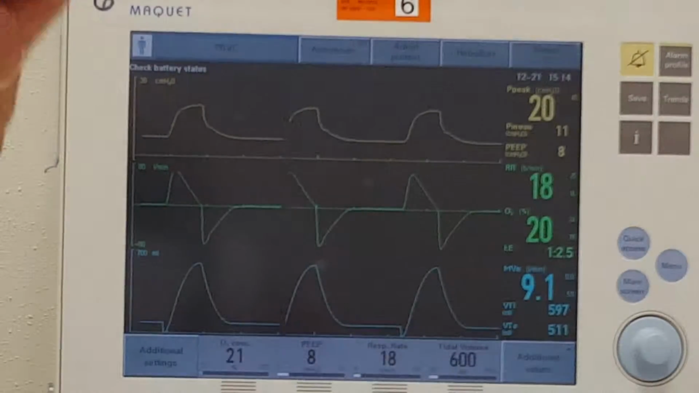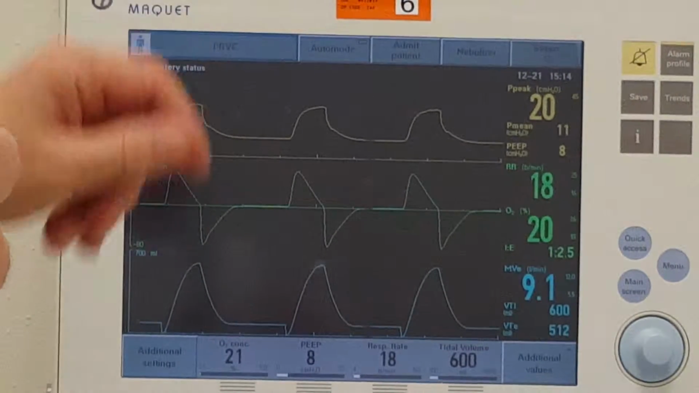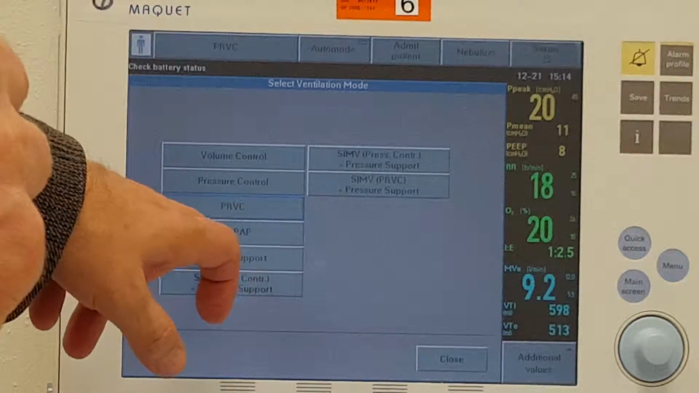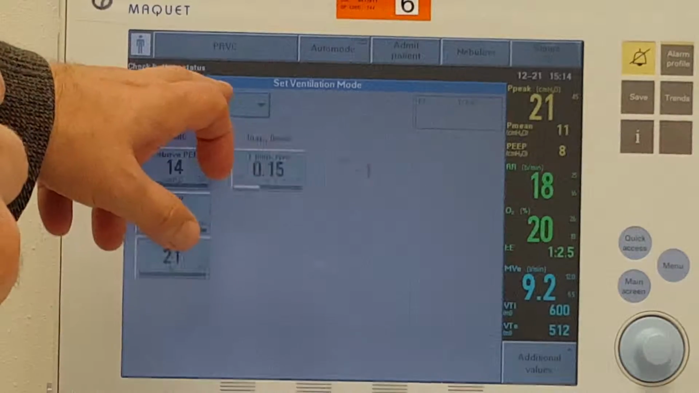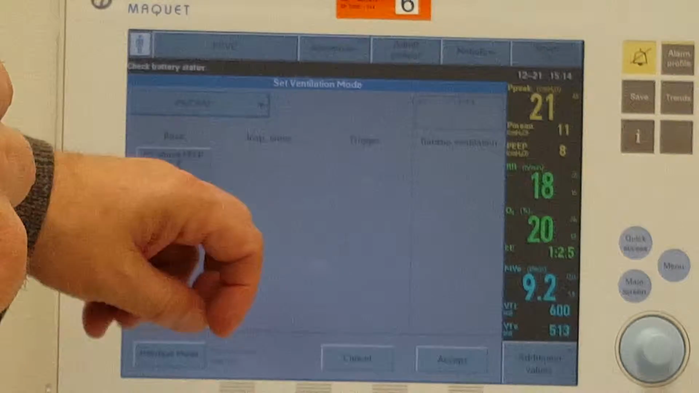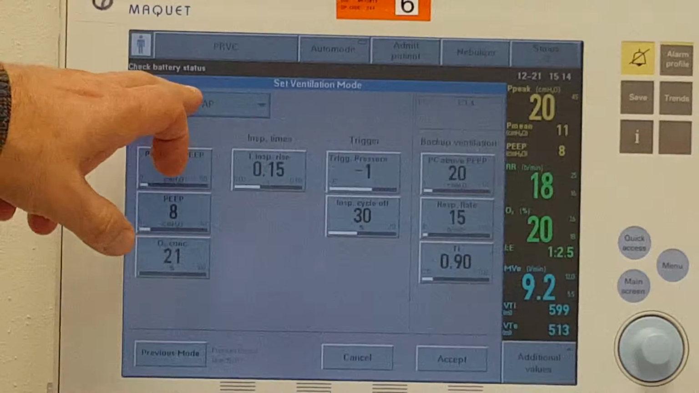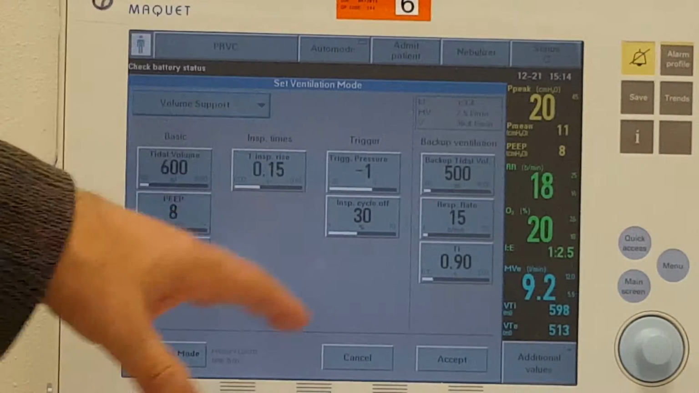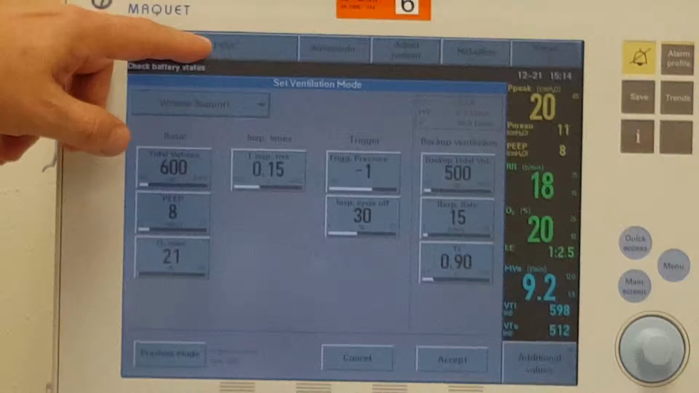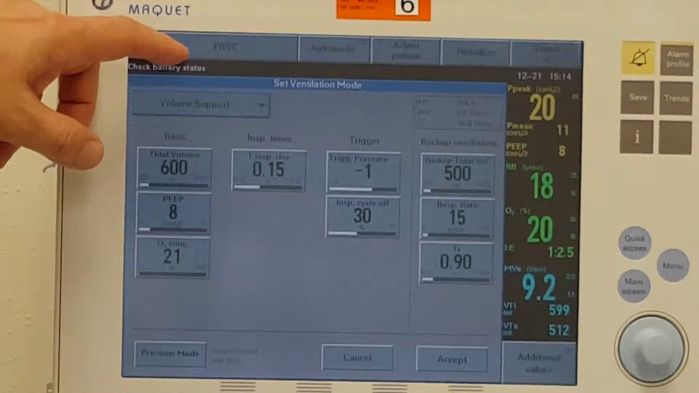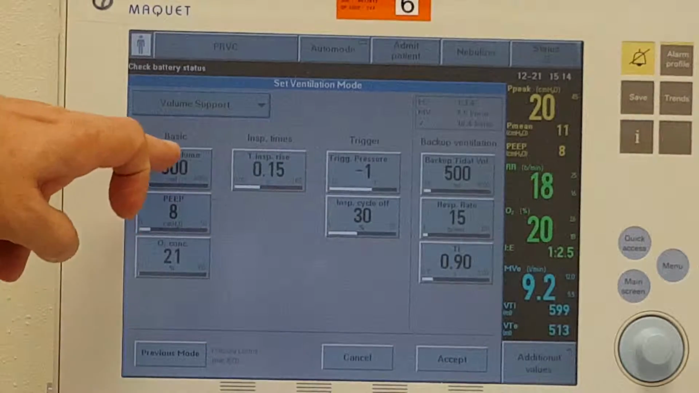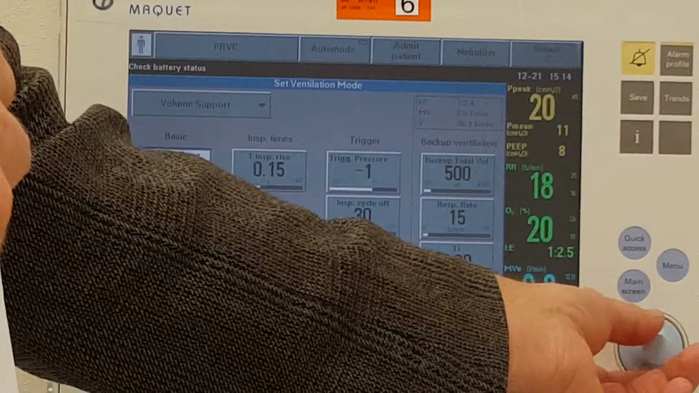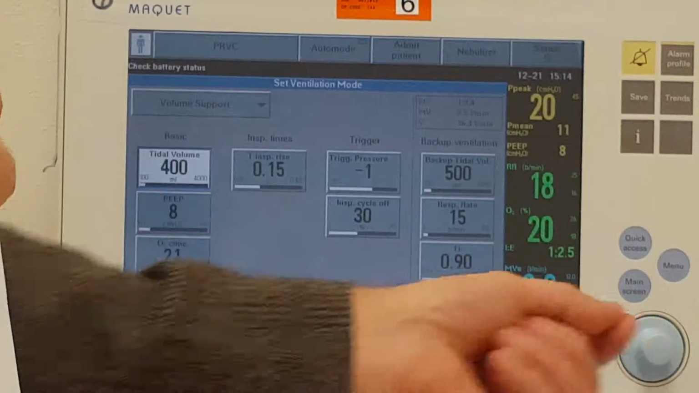So note our next request is to change this to volume support. While we are making this change, the ventilator will keep, oops, put it in the wrong mode, there we go. I keep hitting above it, there we go, volume support. So while we're making the settings to change any mode, notice we continue on in PRVC or whatever the most recent mode was.